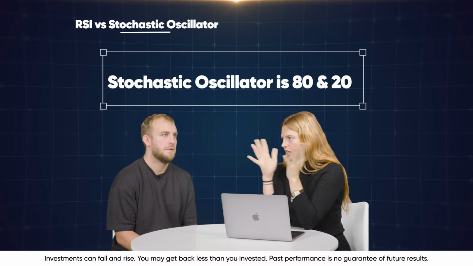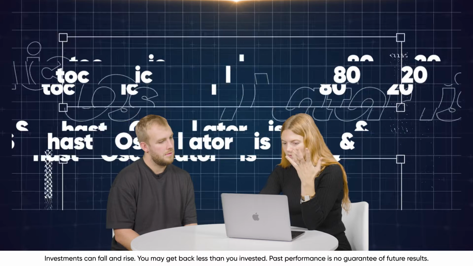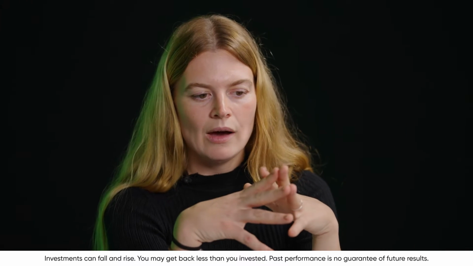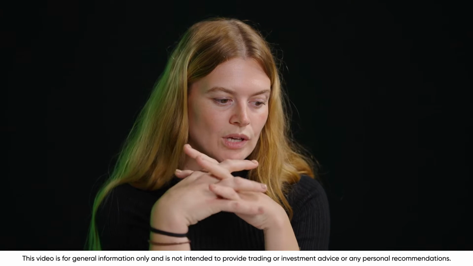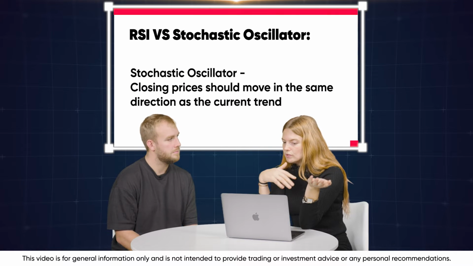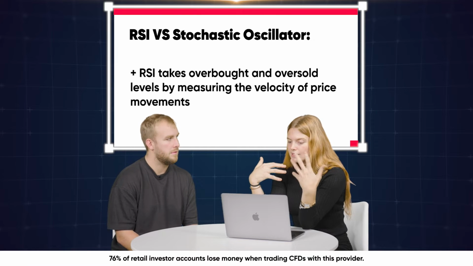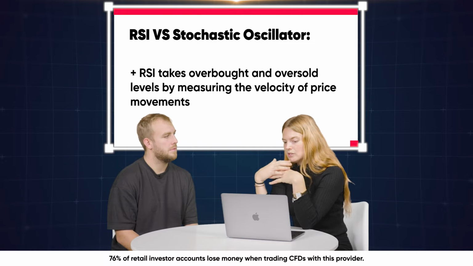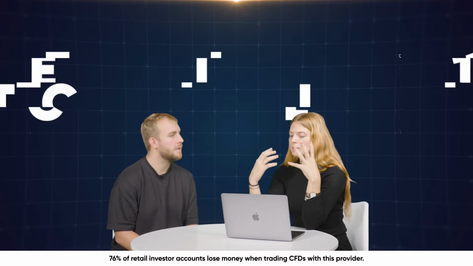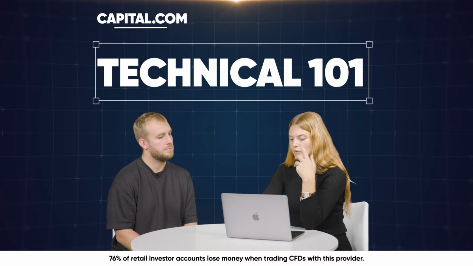With the stochastic, the general rule is 80 and 20. So that is essentially one of the main differences. There are other differences, and that is actually how or what they measure. For example, the stochastic is predicated on the assumption that closing prices should move in the same direction as the current trend, whereas the RSI takes overbought and oversold levels by measuring the velocity of price movement. So they are measuring something slightly different, but in terms of the practicality of how you use them, they're pretty much the same thing.